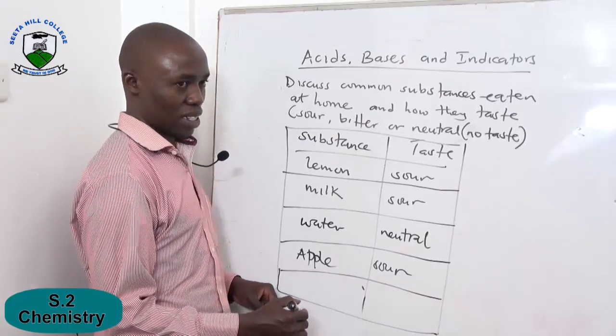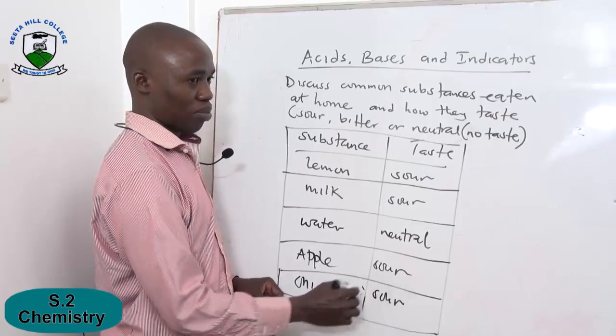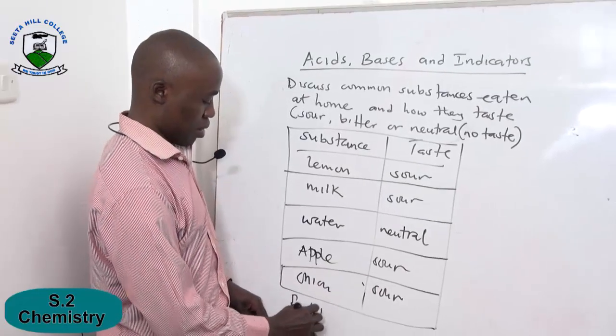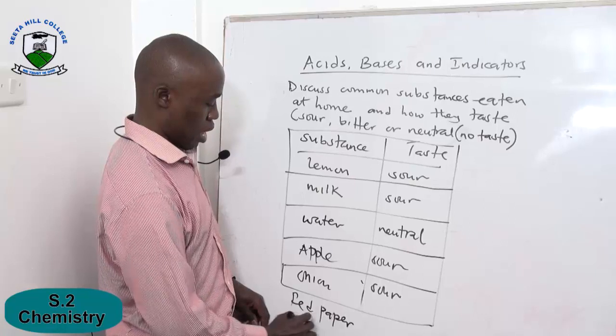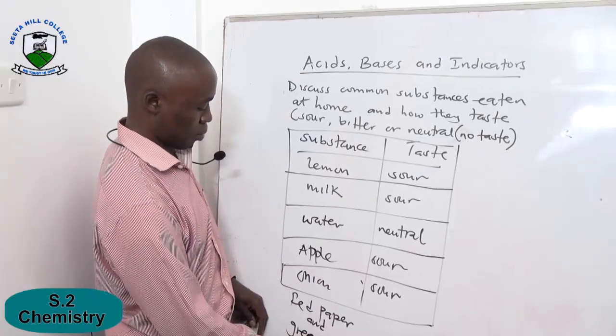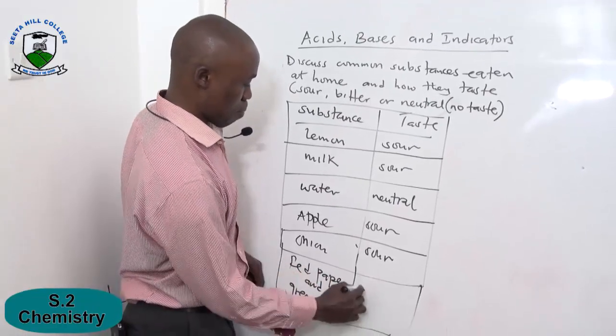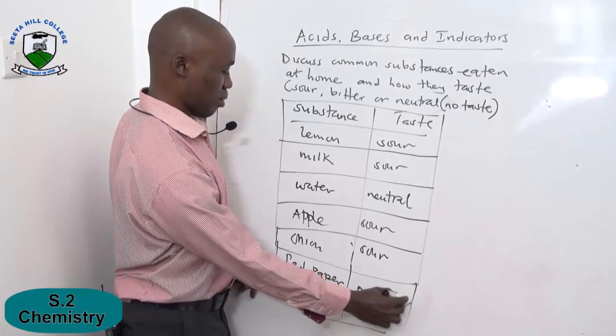Only that? Onion. Onion is? Sour. Red pepper and green what? Green pepper. These are? Bitter. These are bitter.